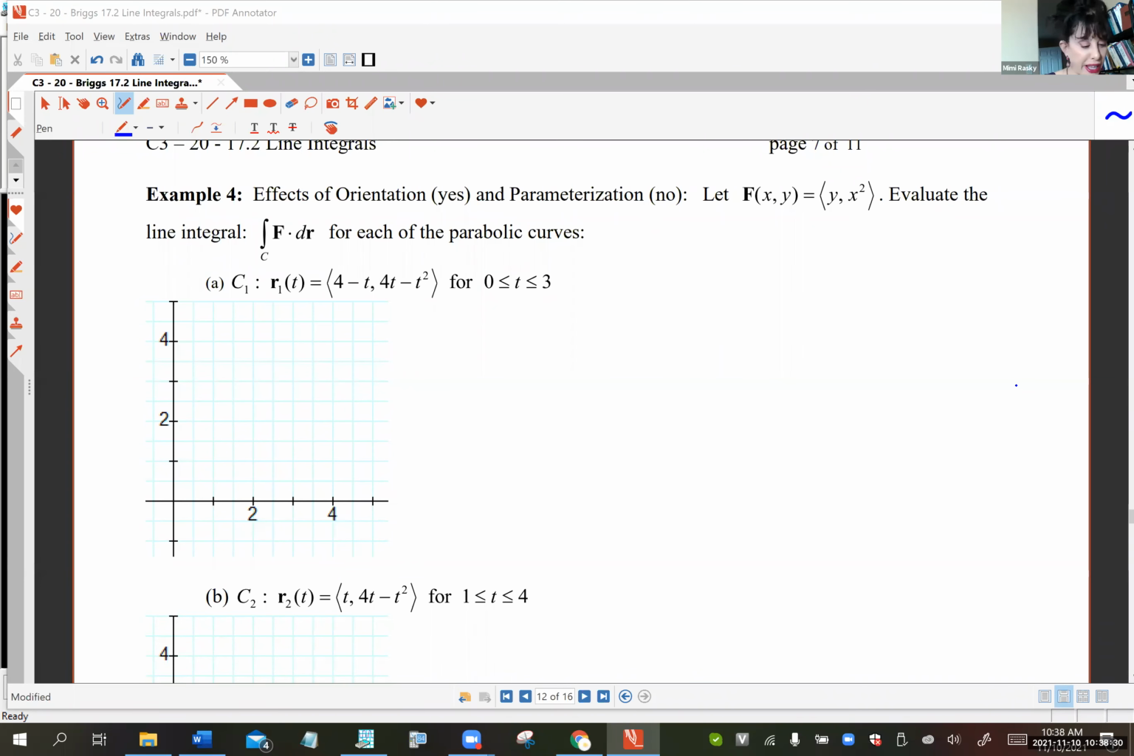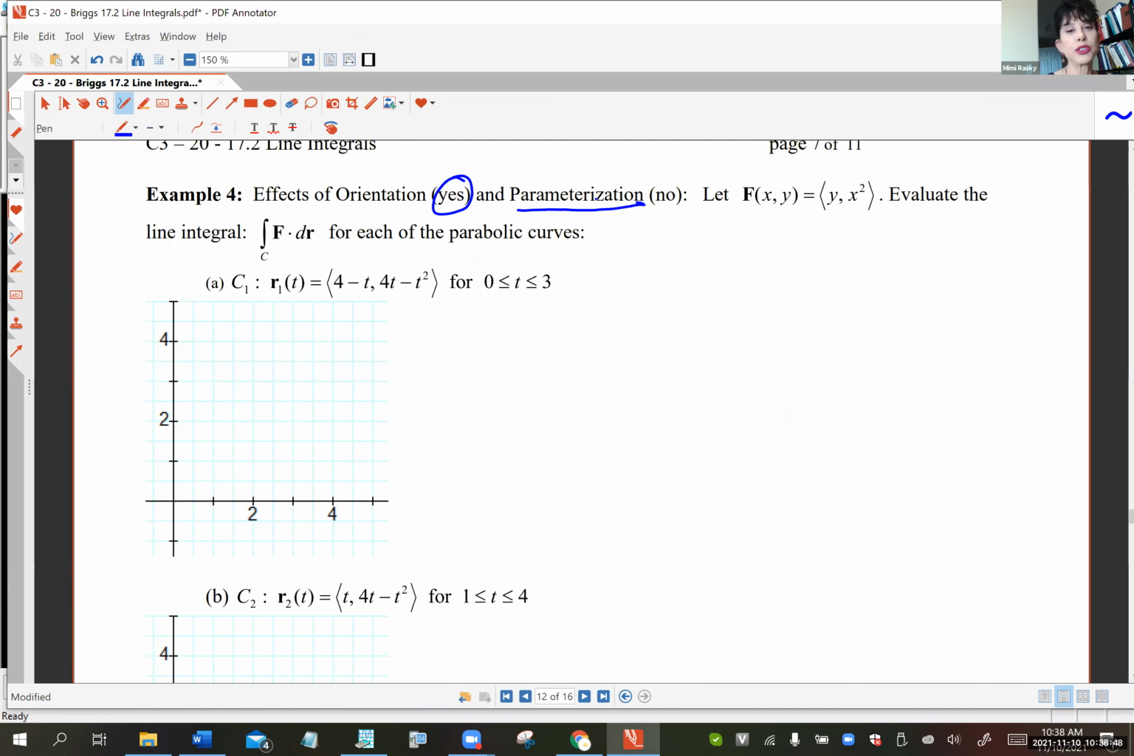Example 4, effects of orientation. And then there's a yes. What does that mean? The orientation will affect the answer. Orientation is the direction that the path is going. And you denote that with an arrow when you graph one of these vector valued function curves.